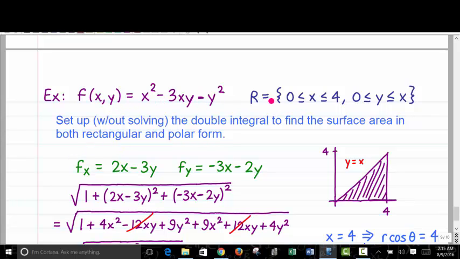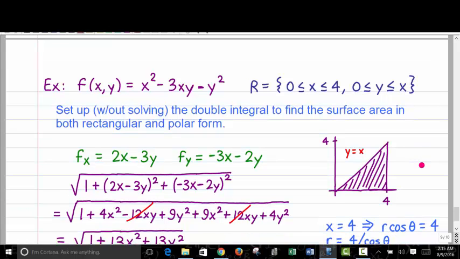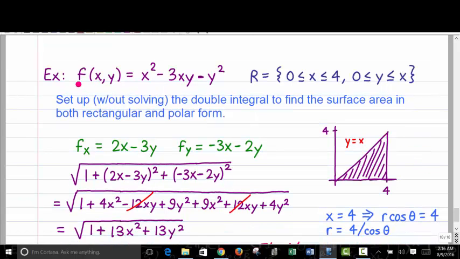You look at this problem, you wouldn't even be thinking polar because it's a triangle. x goes from 0 to 4, and then y goes from 0 to x vertically. But like we saw earlier, with that line, I can make it become polar. I'm not always saying it's the best thing to do, but it can be done. So we take the partial derivative of f with respect to x, which would be 2x minus 3y. The partial derivative of f with respect to y would be negative 3x minus 2y.